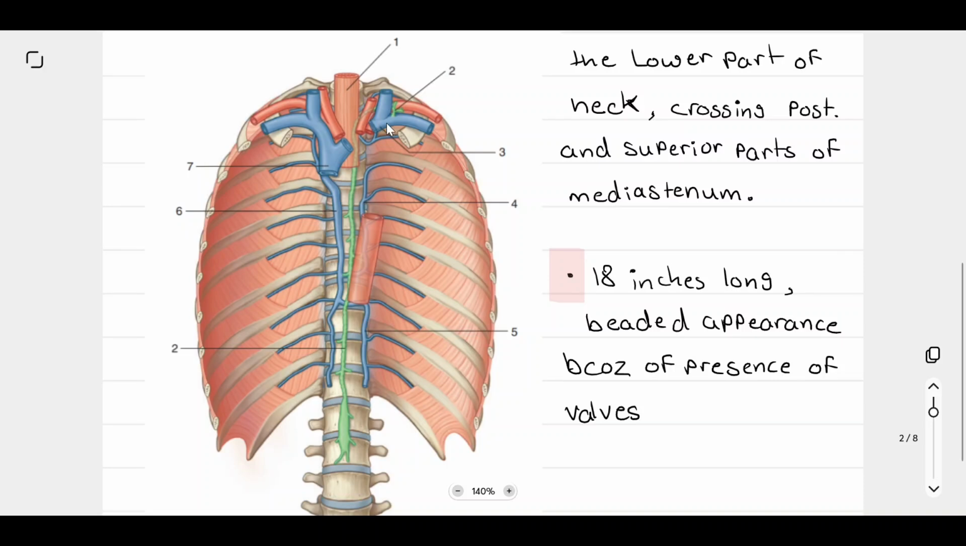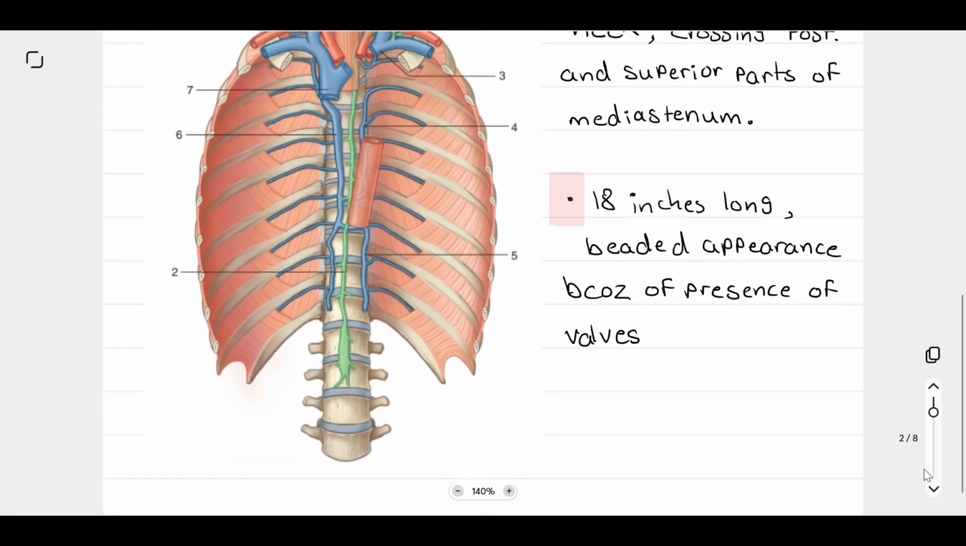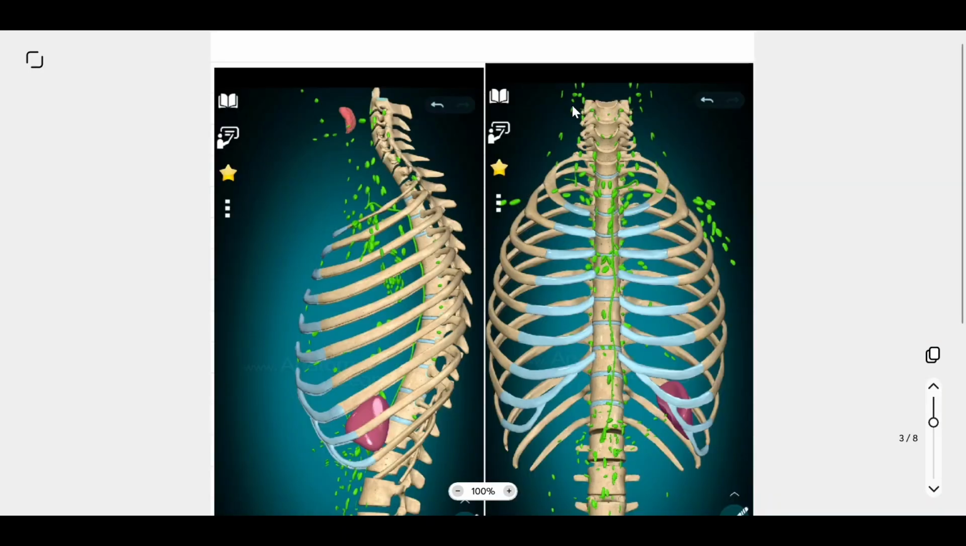Here is a more realistic diagram just to orient you. This thoracic duct starts from here, from the lower neck, and extends up to the upper abdomen right here. Coming to the next slide.